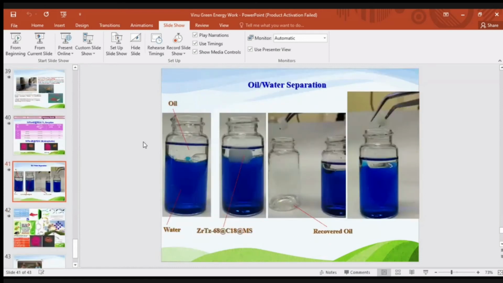Here we use a simple lab material for the oil water separation. You can see here the hydrophobic MOF sponge, that is the melamine sponge. It can separate the oil when you are dipping it here. So it is the required oil. It's not going to mingle with the water because it is hydrophobic in nature.